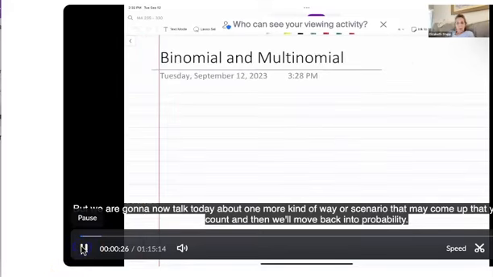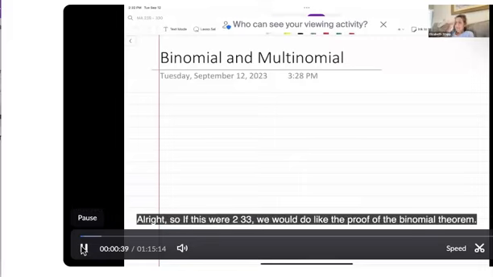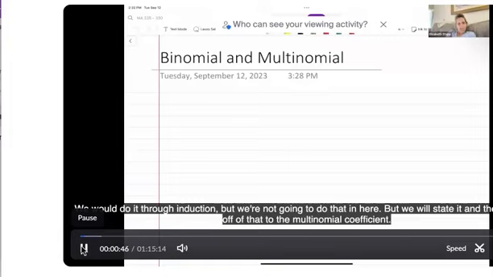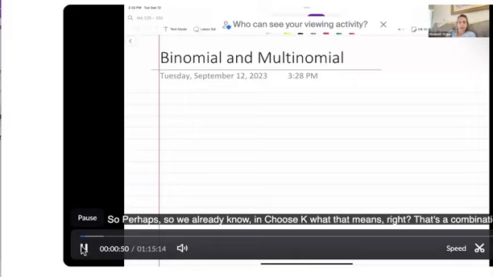I'll talk today about one more kind of way or scenario that may come up that you need to count, and then we'll move back into probability. If this were 233, we would do the proof of the binomial theorem through induction, but we're not going to do that in here. We will state it and then catapult off of that to the multinomial coefficient.